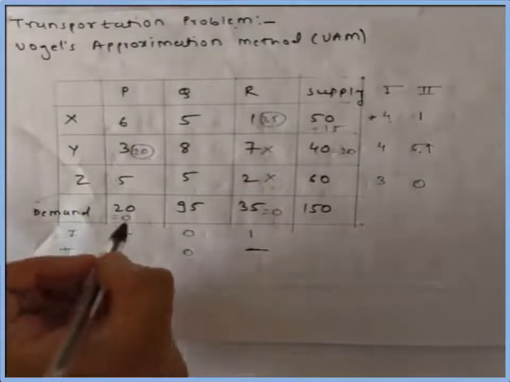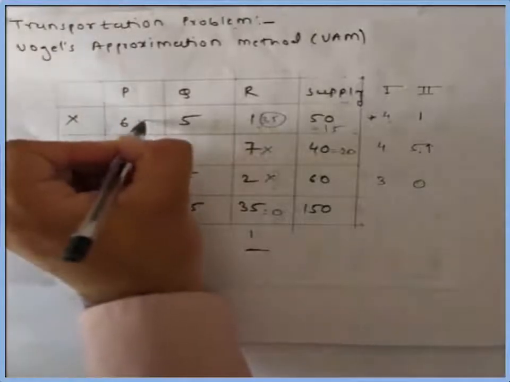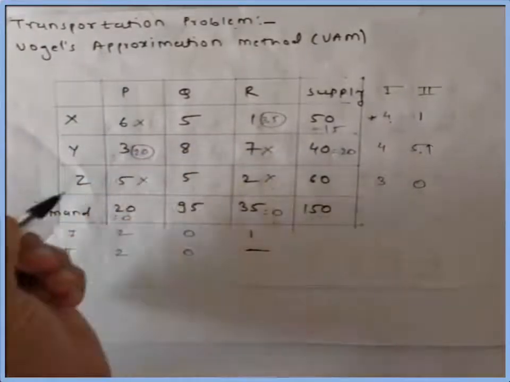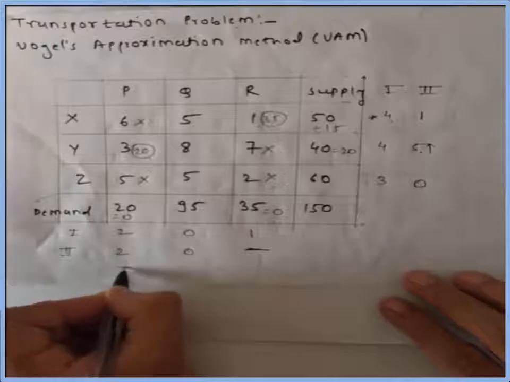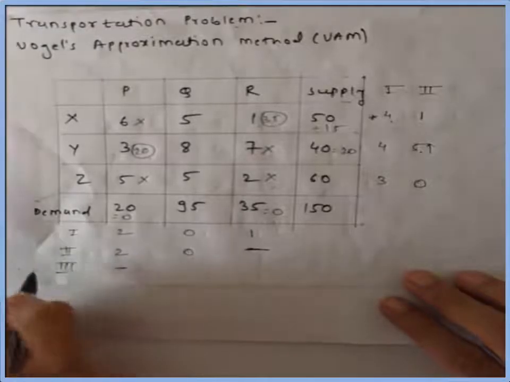In the column 1, demand is 0. Therefore, we will mark cross for this cell and cross for this cell and we will not calculate the penalty for this column in the third round.